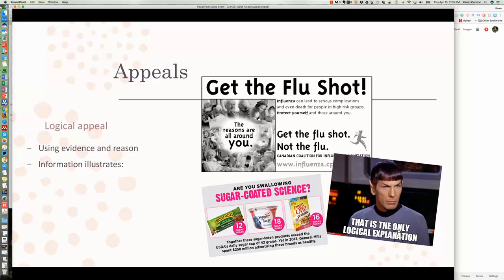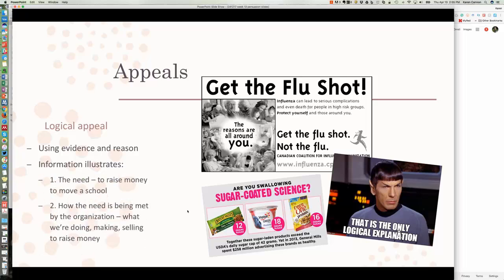But here's another one, appealing to reason with data as an argument of there's a lot of sugar in these things, and so you shouldn't eat them. Information and logical appeals illustrate a need, and then how that need is either being met by your organization or how it's not being met by a particular organization. So if you see here, these particular companies are not meeting people's nutritional needs because there's too much sugar, that type of thing.